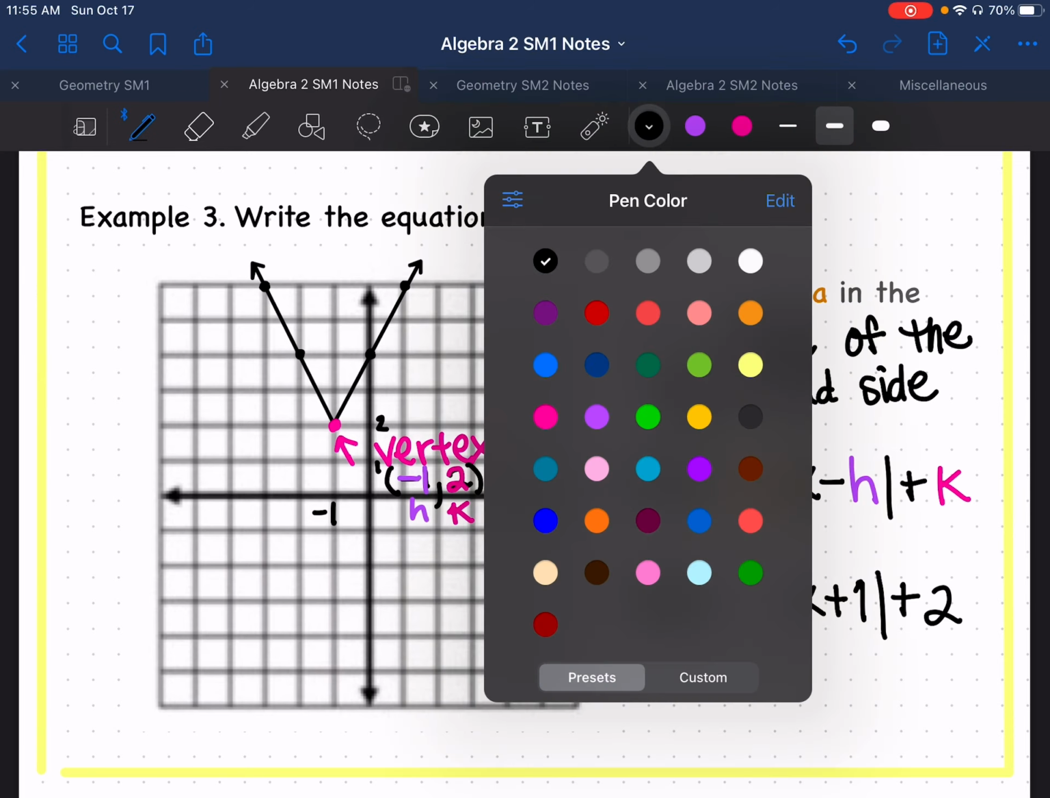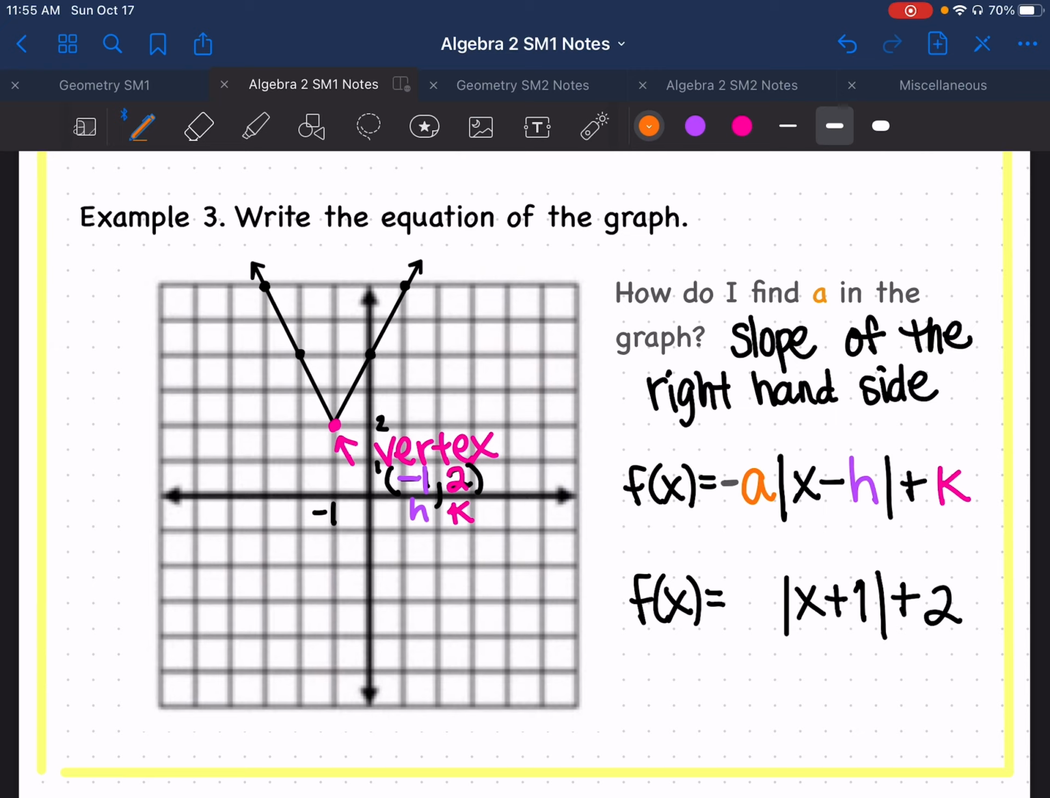So let me grab that orange and let's find the slope of the right-hand side. Well, here's the right-hand side of my graph, right? Because here's my left, here's my right. All I have to do is rise up and run over. So I went 1, 2 up and I went 1 to the right. Everything is positive. So I'm going to say that A equals 2 over 1, rise over run. 2 divided by 1 is simply 2. So I'm going to go ahead and put a 2 right here.